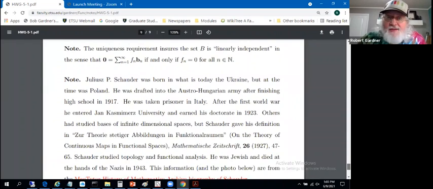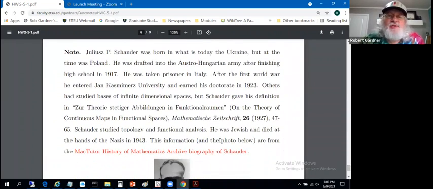A little kind of sad historical note about Julius Schauder, for whom Schauder bases are named. He was born in what today is Ukraine. At the time he was born in an area of Poland. He was drafted into the Austro-Hungarian army after he finished high school in 1917. He was taken prisoner in Italy. After the First World War, he entered Jan Kazimierz University, earned a doctorate in 1923.